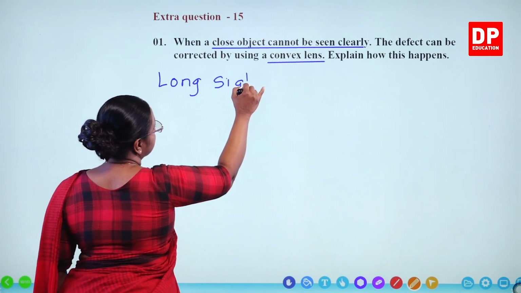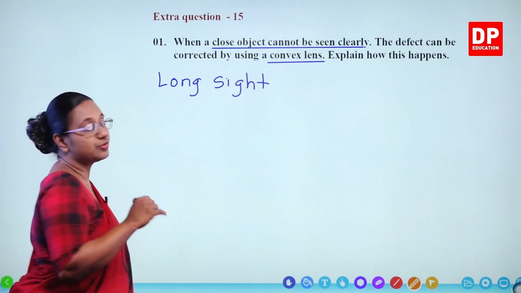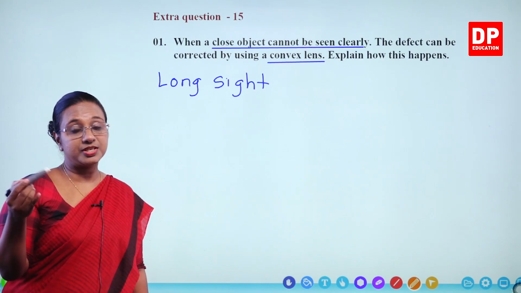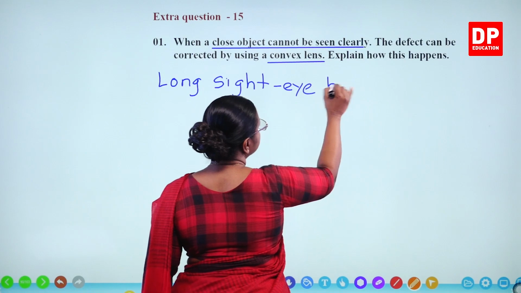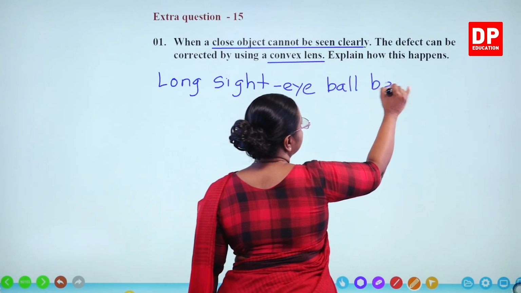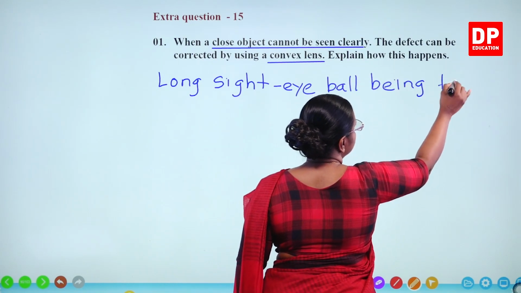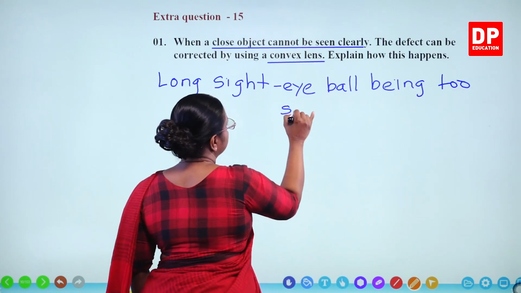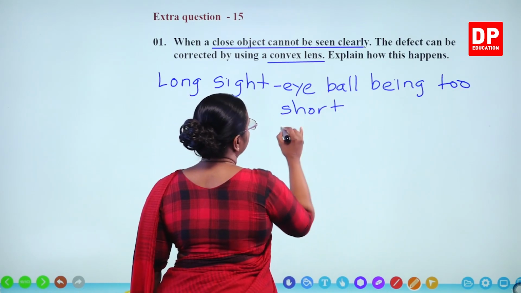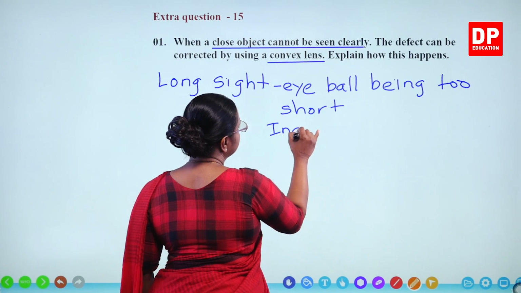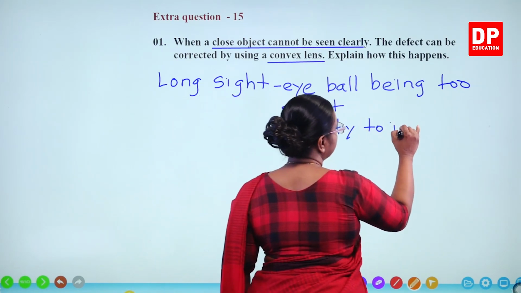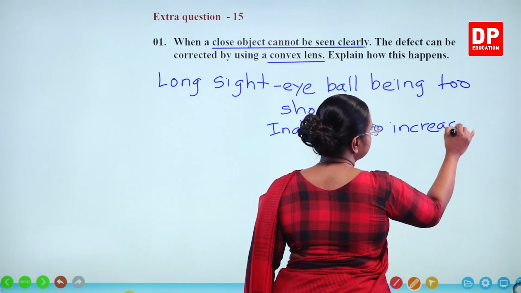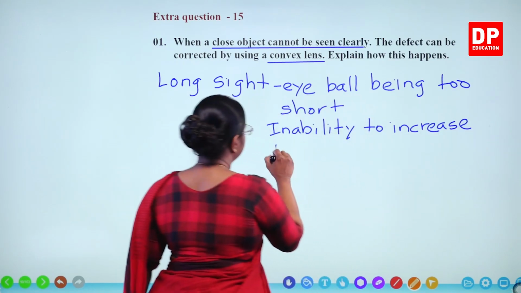So long sight means, what are the causes? This is not the answer, students. I am just writing down the causes. What are the causes? Eyeball being too short or inability to increase the curvature.